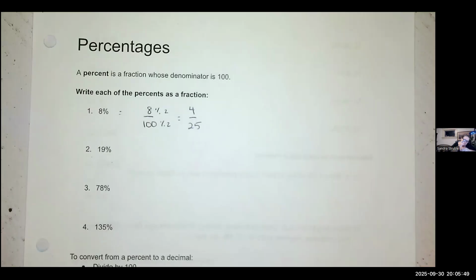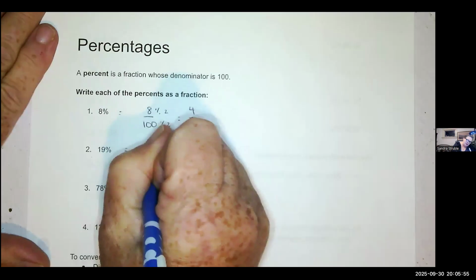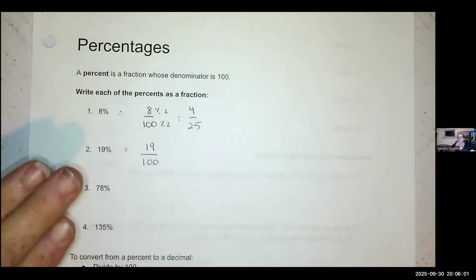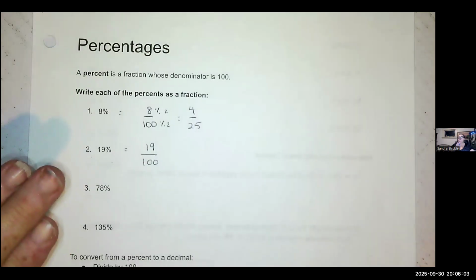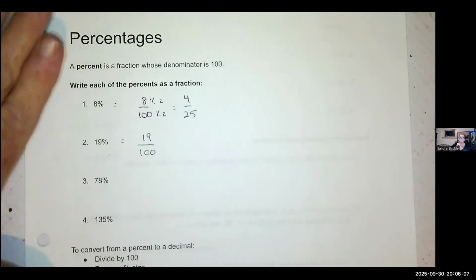All right, I'm going to do another one. So we're going to change the percent to a fraction. I'm going to take 19 divided by 100, and there's no percent sign. I'm done. I want you to pause the video and attempt the 78% going from a percent to a fraction, and then 135%, and then come back and see how you did.